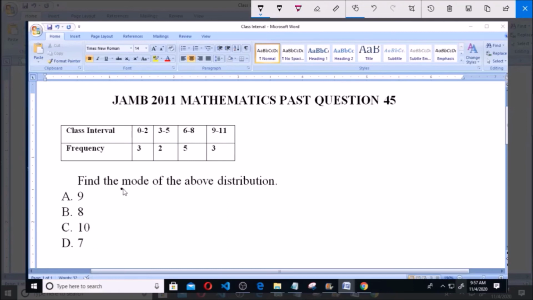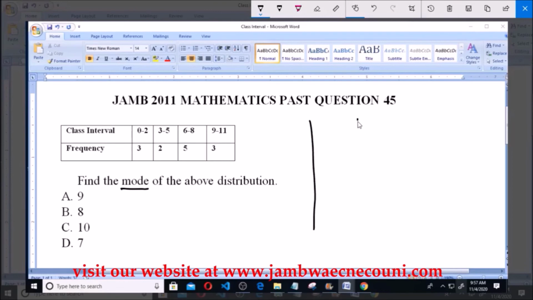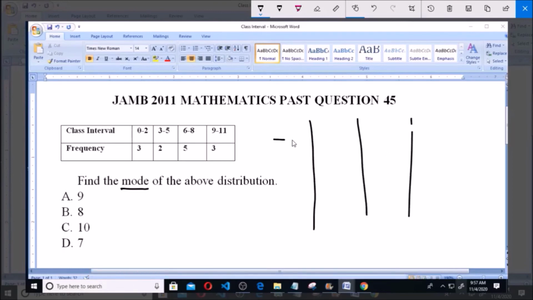And like we know, mode simply means the class interval with the highest occurrence. Now for us to find the mode, let's represent this on the frequency distribution table. So first we have our class interval: 0 to 2, 3 to 5, 6 to 8, and 9 to 11. Now to get our class mark, we simply add the upper class limit and the lower class limit together and divide by 2.